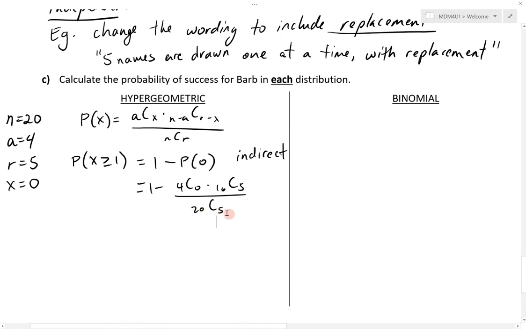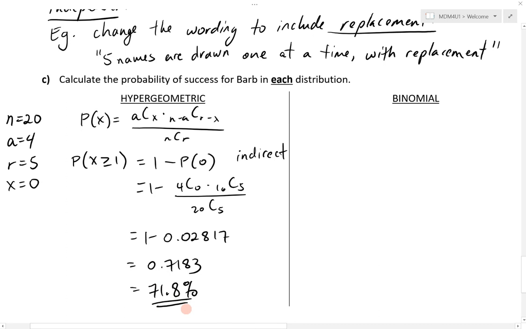20 choose 5. Okay, and so that's going to result in 1 minus, this would evaluate on a calculator to be 0.02817, and that's going to be 0.7183, which is equal to 71.8%.